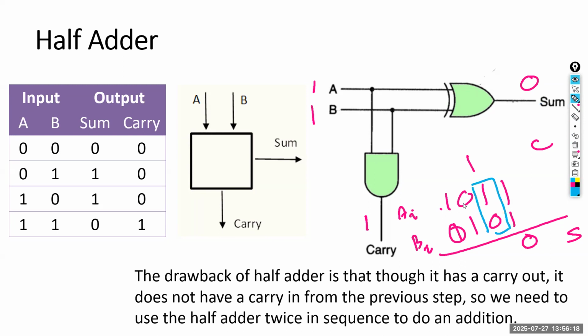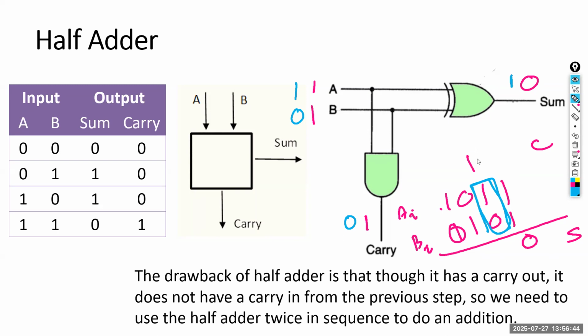1 and 0. Okay. So 1 and 0. 1 AND 0 is 0. And 1 XOR 0 is 1. But we have only added these two. Now to that you need to add this one carry from previous step.